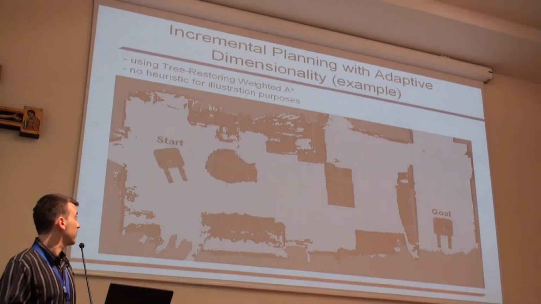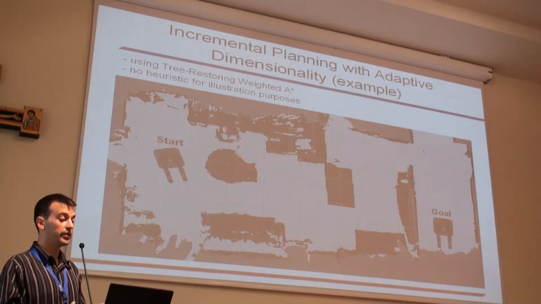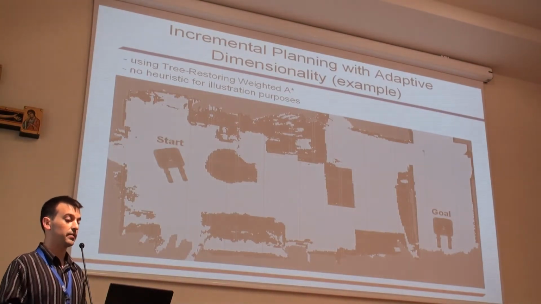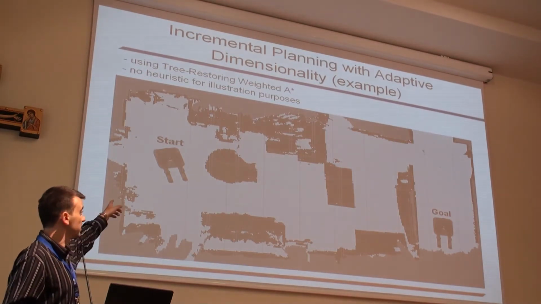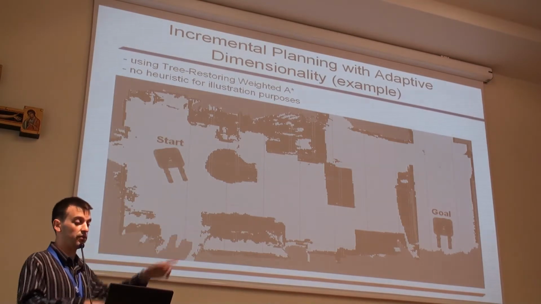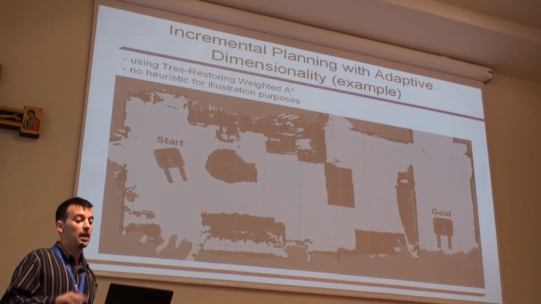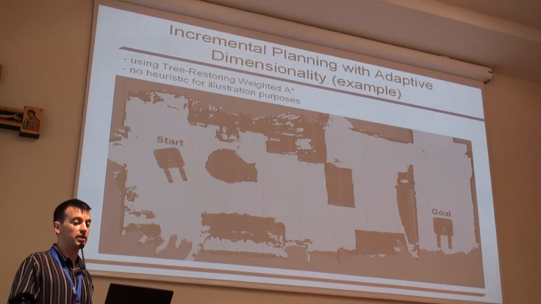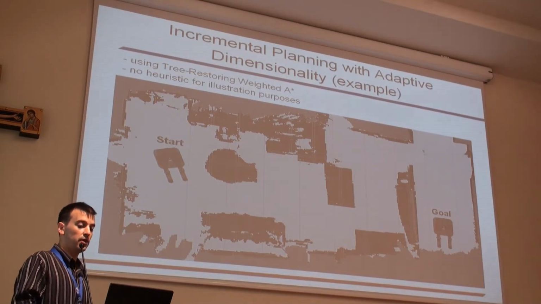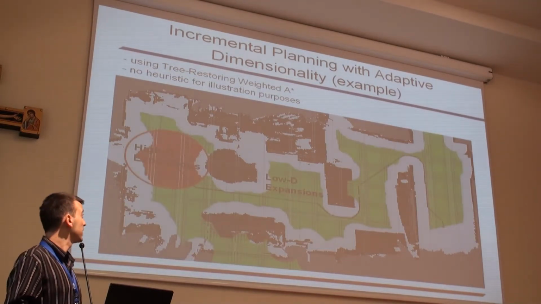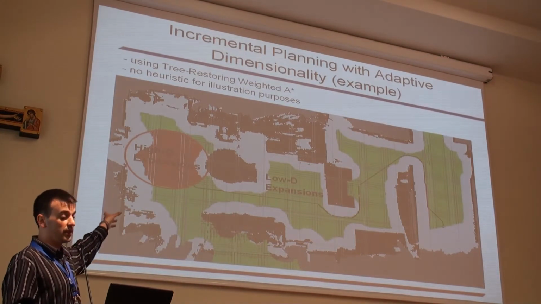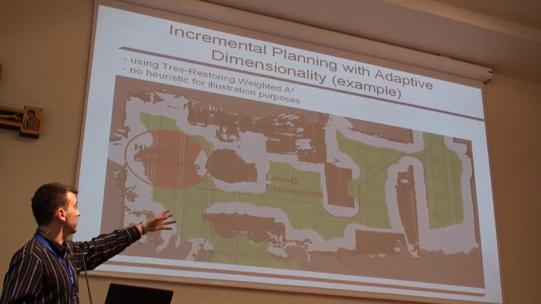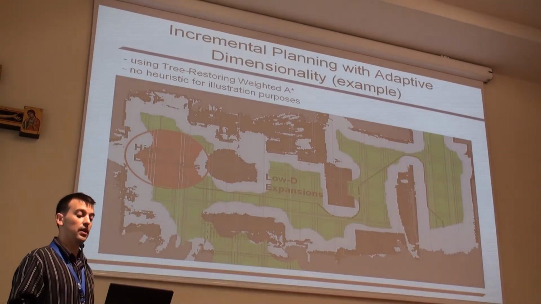So here's an example when we apply tree restoring weighted A star to planning with adaptive dimensionality. In this example, the robot needs to navigate from the start state on the left to the goal state on the right through this indoor environment. And we don't use a heuristic just for illustration purposes in this example. During the first iteration, we're doing a bunch of ID expansions near the start state, and then we expand the rest of the environment and load it.